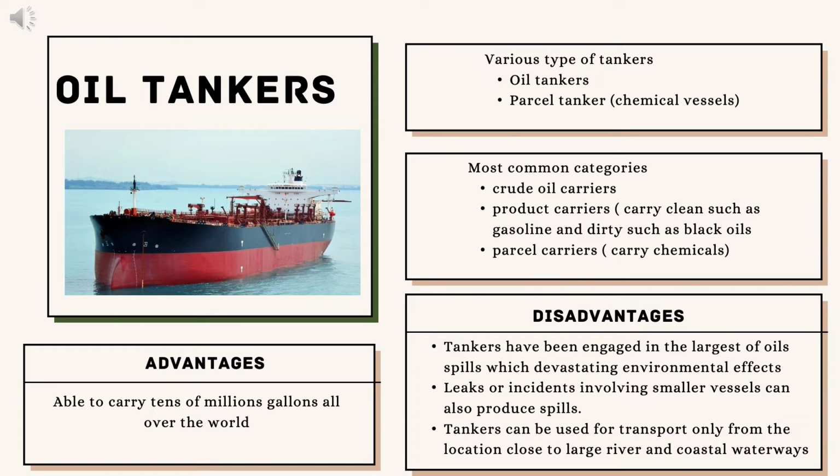These oil tankers are able to carry tens of millions of gallons all over the world. But this tanker has its disadvantages, such as being engaged in the largest oil spills with devastating environmental effects, and also this tanker can be used for transport only from locations close to large rivers and coastal waterways.